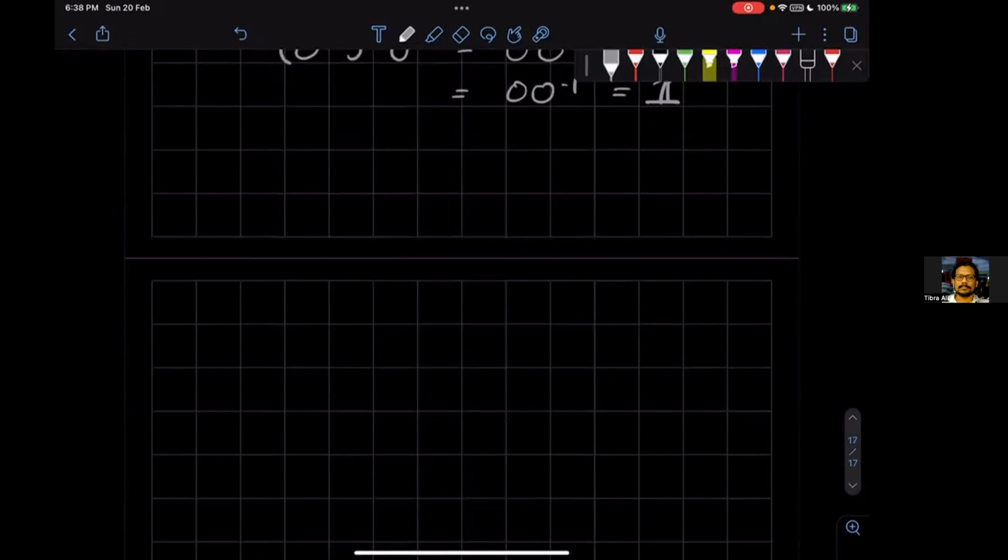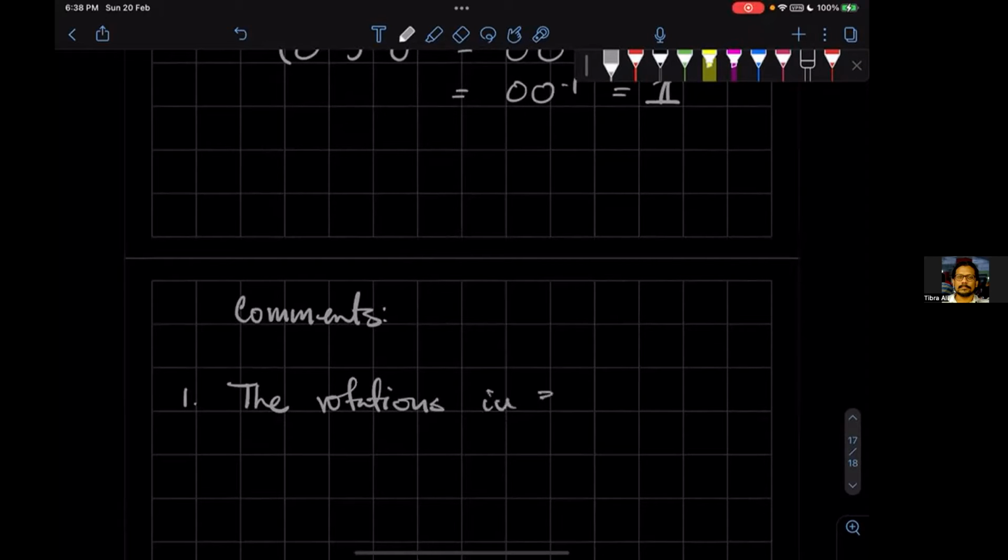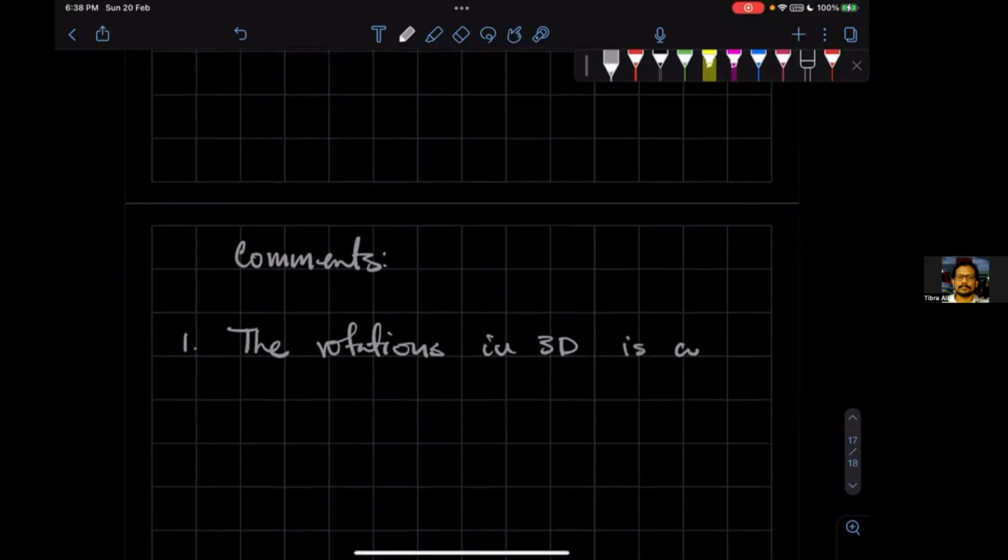Okay, let me make some comments then. The rotation in 3D is a subgroup of O3.